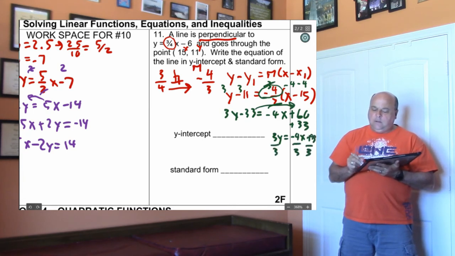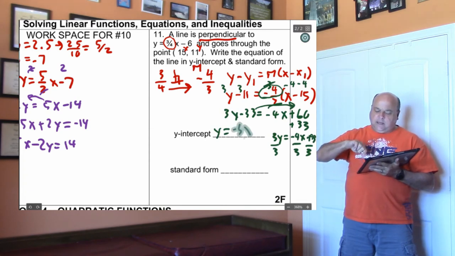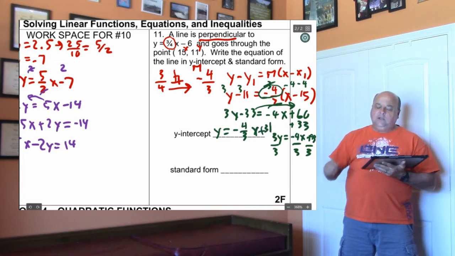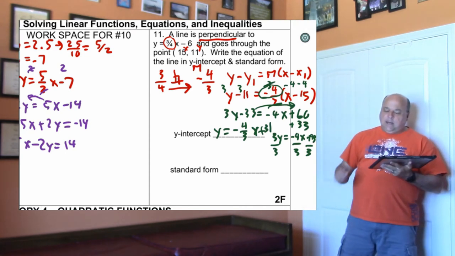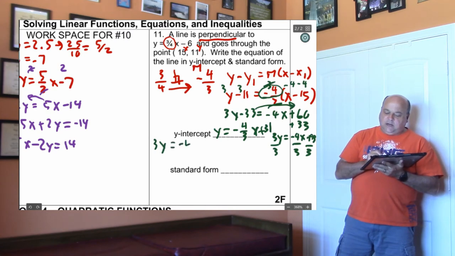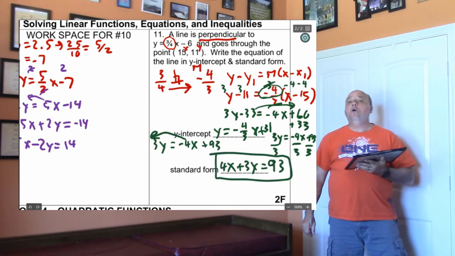Divide by 3, and I'm going to get y equals -4 over 3x, sorry about that, -4 over 3x, and then plus 93 divided by 3 is 31. So that's my y-intercept form, right? Now then, I'm going to take this equation, 3y equals -4x plus 93, and to make that standard, just move the x over. So 4x plus 3y equals 93. Boom, that's my standard.